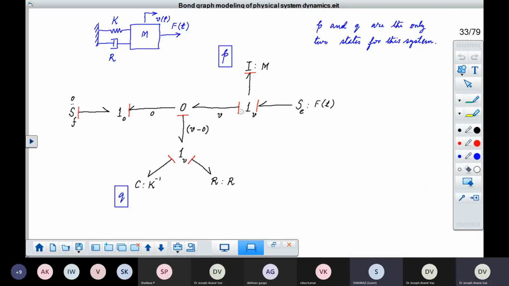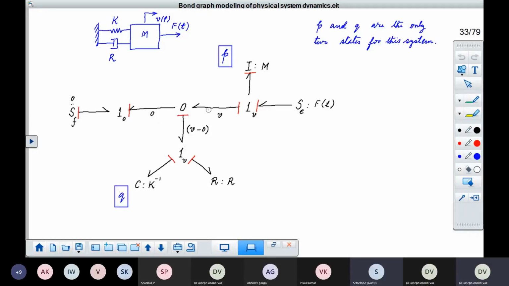Now what about the C and R elements? You see the relative motion across the C and R elements is the same. The relative velocity is the same. So the first task is to determine the relative velocity, which is velocity at one end minus velocity at the other end. So we need flow summation. We employ a zero junction, which is a flow summing junction or a common effort junction. So this flow is equal to this flow minus this flow.